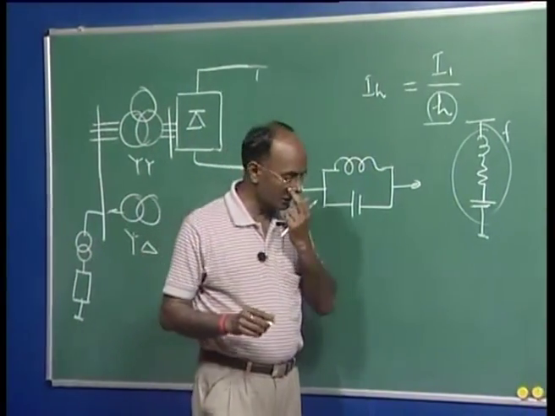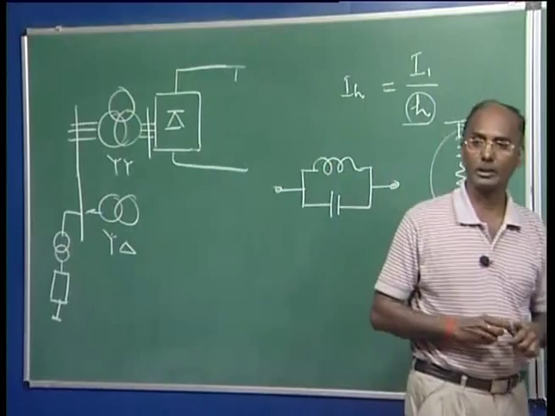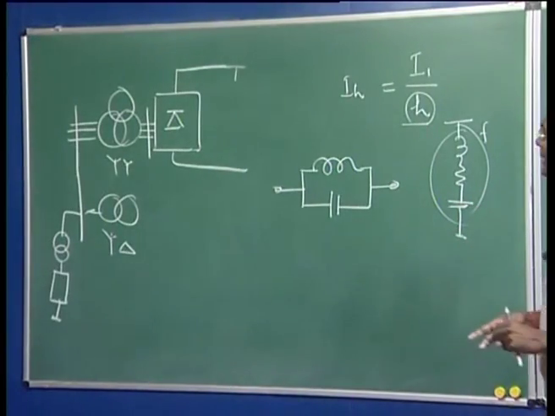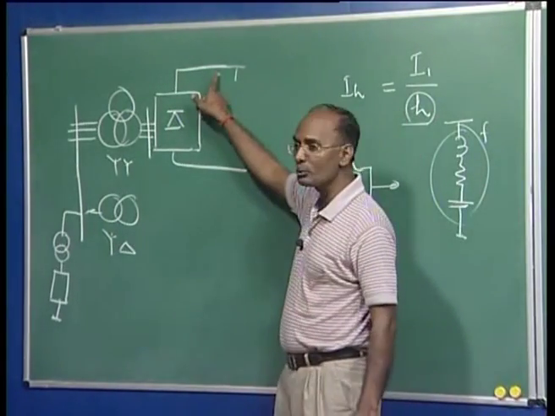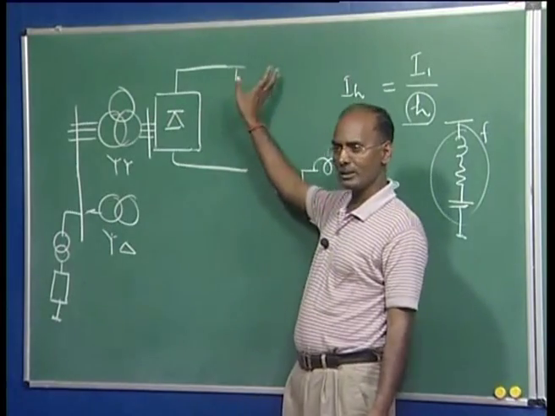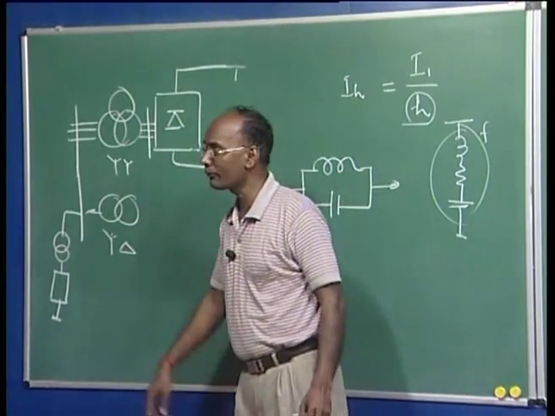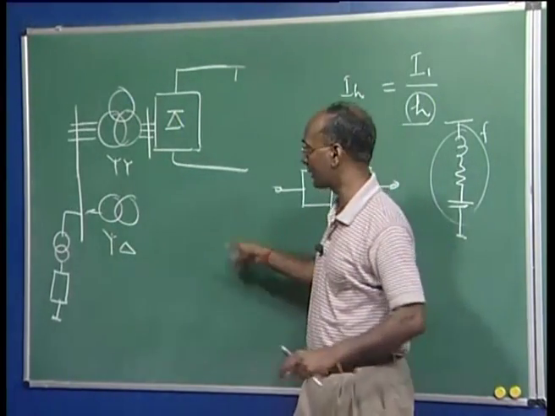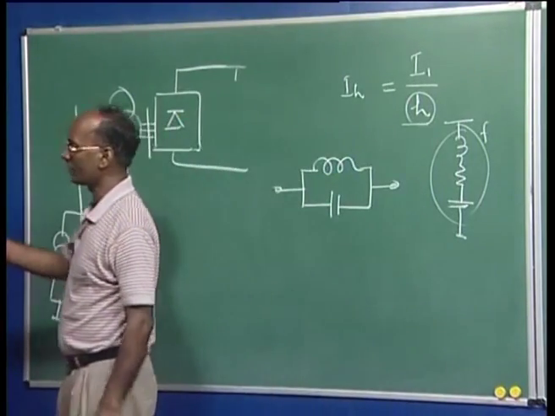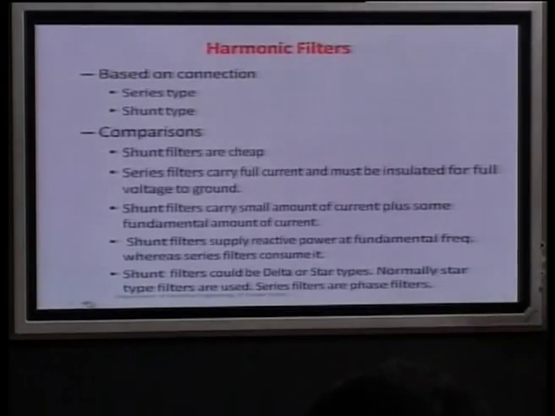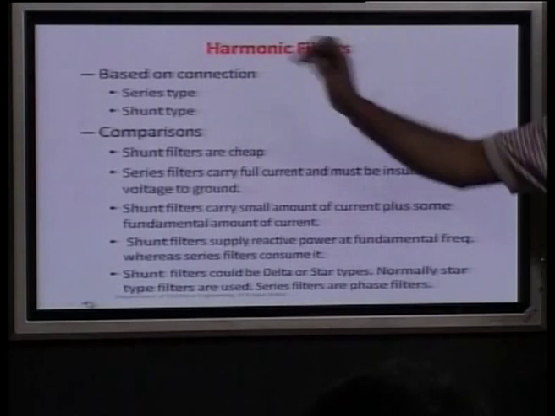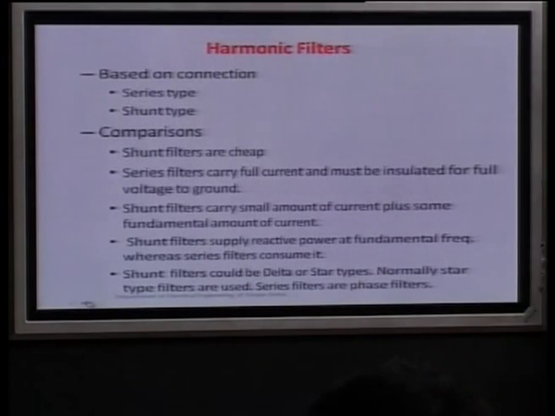And series filters are normally not used in HVDC. The only series filter we use is the smoothing reactor, which is in series. But on the AC side we prefer to use shunt filters, because they have several merits. Comparing series and shunt, the shunt filters are cheap compared to your series filters.